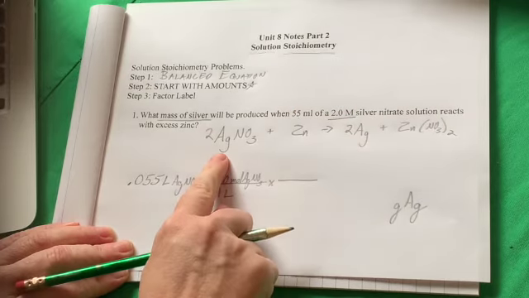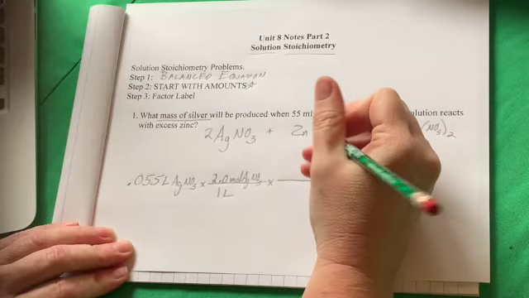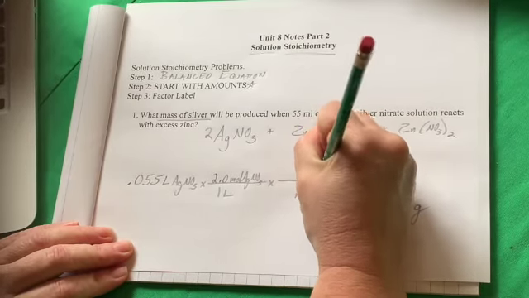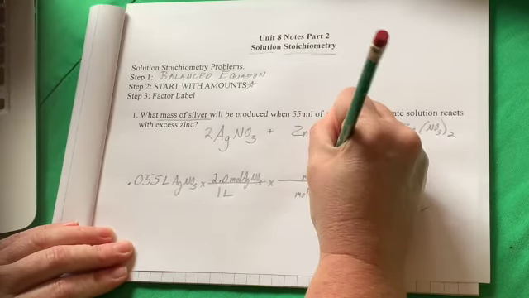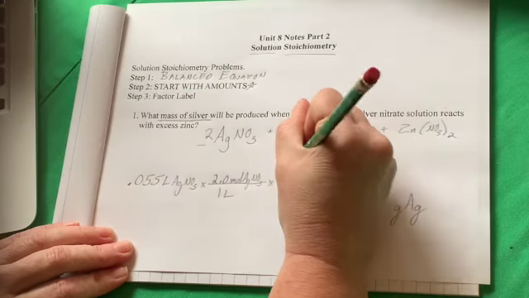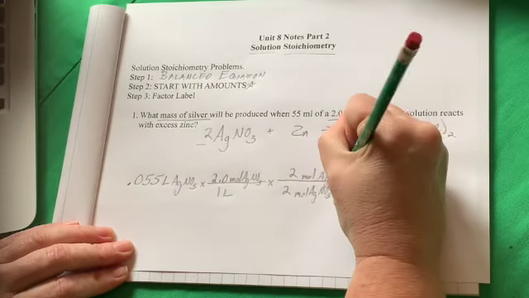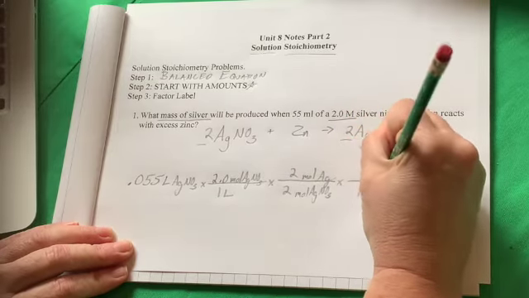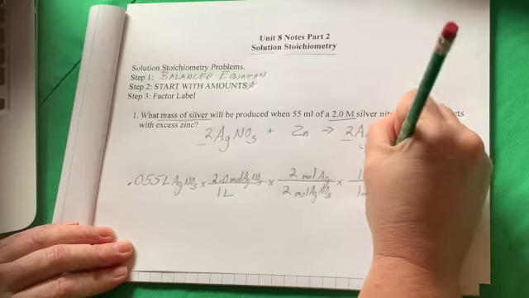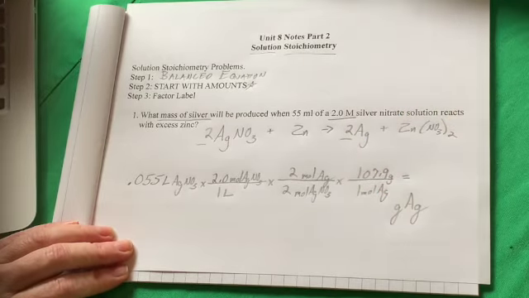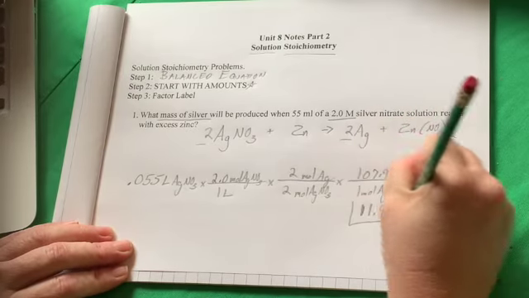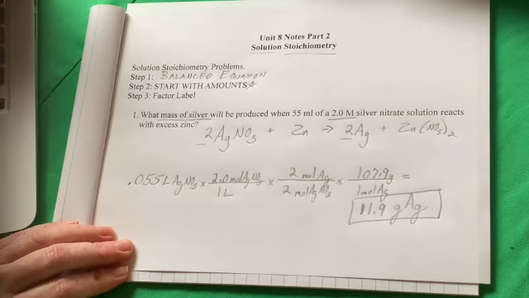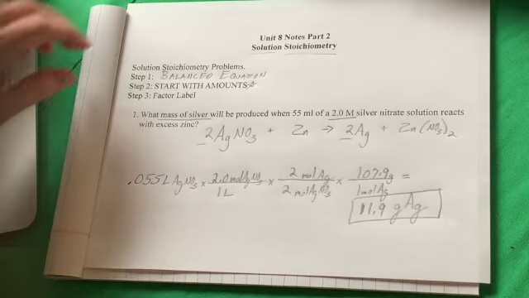I need to go from silver nitrate to silver, so I'm going to use a mole to mole ratio. Moles of silver nitrate on the bottom because I want to get rid of them. Moles of silver on the top, and they each have a coefficient of 2, so that's a 2 to 2. Then finally, 1 mole of silver has a molar mass of 107.9 grams. That's from the periodic table. All right, and when you solve for this, you find that you get 11.9 grams of silver. Okay. All right, great. Go on ahead and pause the video and do practice problem number 2 on your own.